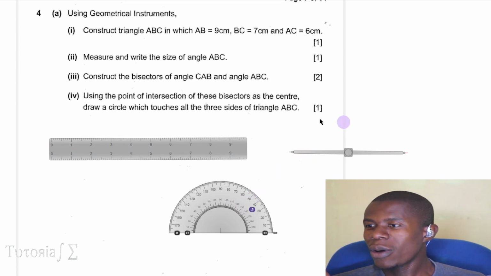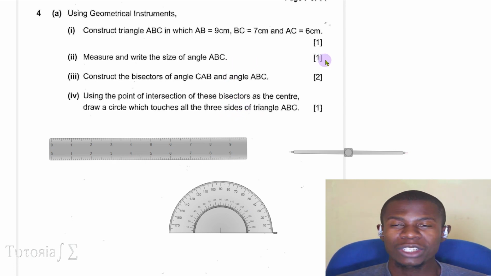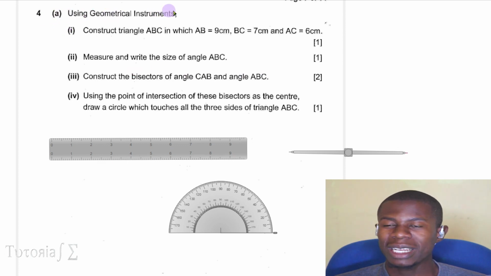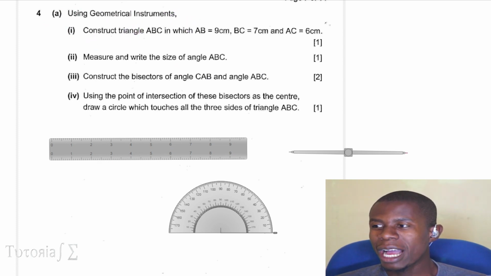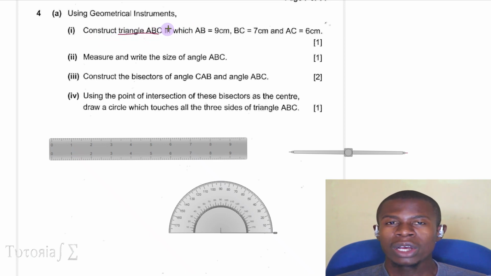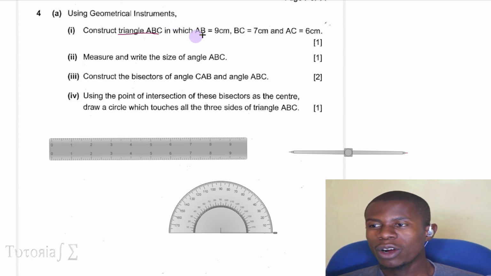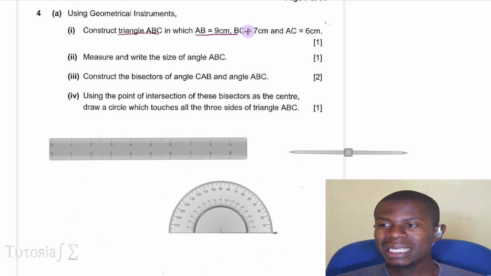All right, so now geometric construction is one of the simplest topics because we just follow instructions that are given to us. So for instance, here we have this question: using geometric instruments, these are instruments in your mathematical set, construct a triangle. So whatever we are constructing, we should have that in our mind. We're constructing a triangle in which AB, the first term that is given there, is the base of the triangle, and AB is 9 centimeters. BC is 7 centimeters. AC is 6 centimeters.